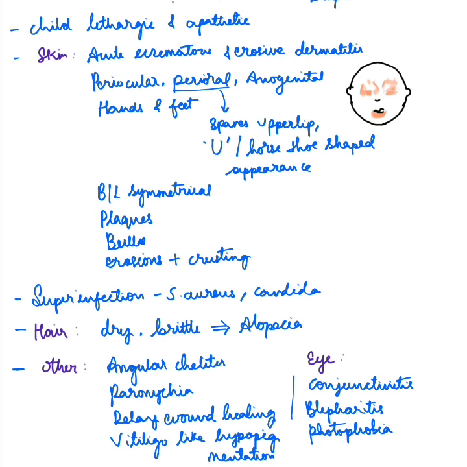Because of this, there can also be superinfection, especially with Staphylococcus aureus and Candida species. The hair is dry and brittle, so it breaks easily, causing alopecia. Some of the other features include angular cheilitis, paronychia, delayed wound healing, and vitiligo-like hypopigmentation. Some of the eye manifestations include conjunctivitis, blepharitis, and photophobia.